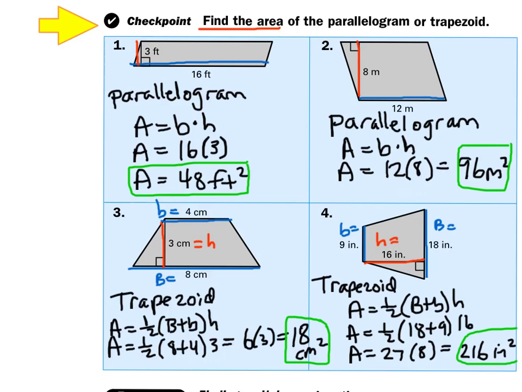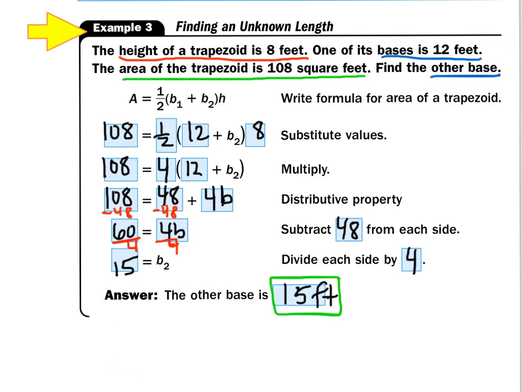So I substitute the numbers in. That's 1/2 times 18 plus 9 times the height, which is 16. Now this time it's easier to find half of 16 than it is half of 27. So I'm going to do that. Half of 16 is 8, and then 8 times 27 gave me 216 inches to the second power.